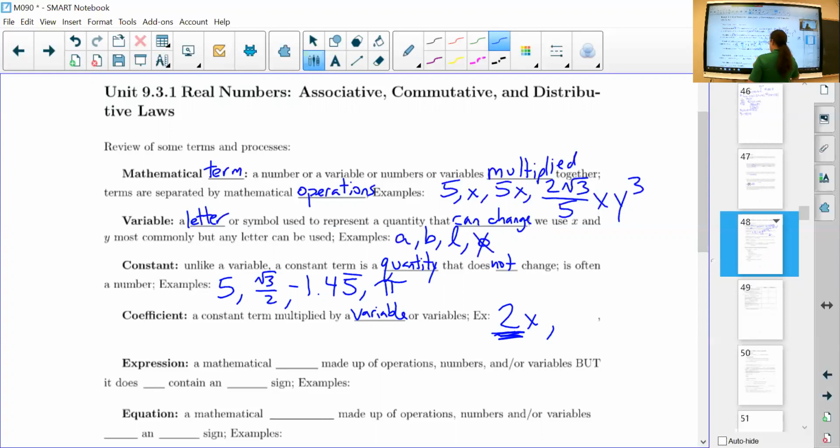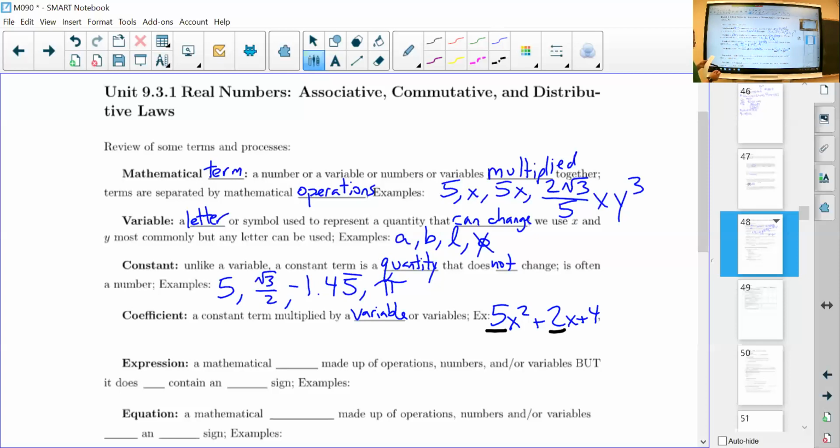Actually, let's make this a little more clear. Let's go with 5x squared plus 2x plus 4. Which of these are coefficients? I want you to take a minute, think about it. Which of these are constant terms multiplied by a variable or variables? Pause the video if you need to. Okay, so this 5 is multiplied by a variable or variables. This 2 is multiplied by a variable or variables. This 4 is not. It is not a coefficient, even though it's a constant.